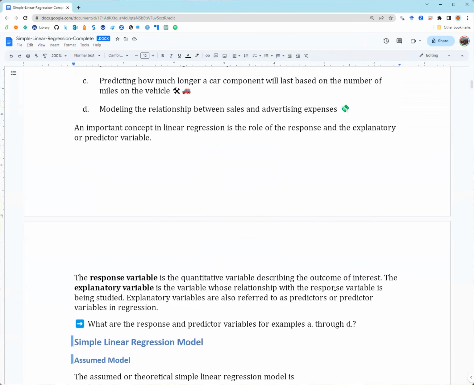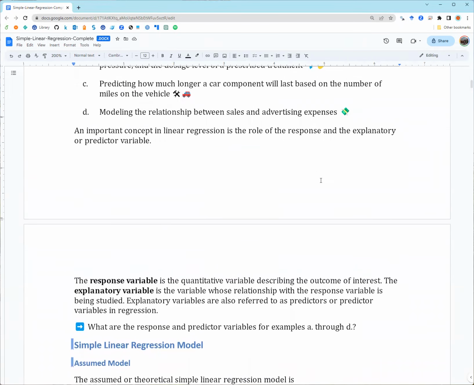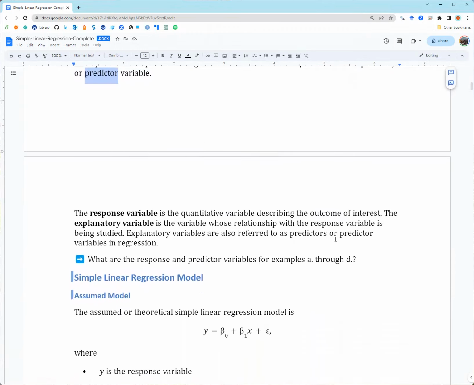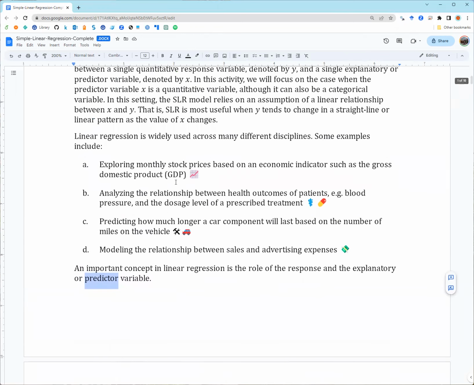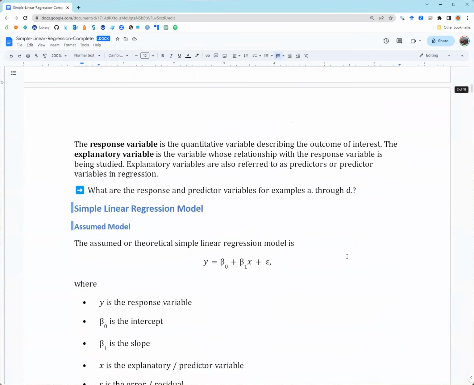And to start, an important aspect of linear regression is understanding the role of the response variable and the explanatory variable, which is commonly called the predictor variable in regression. The response variable is what we're trying to predict. It's our outcome of interest. And we're relating it to the predictor variable or the explanatory variable. So let's think about, for these settings, A through D, what are our response and predictor variables?